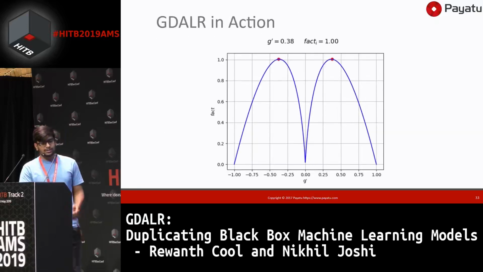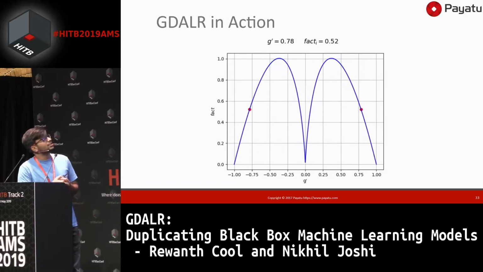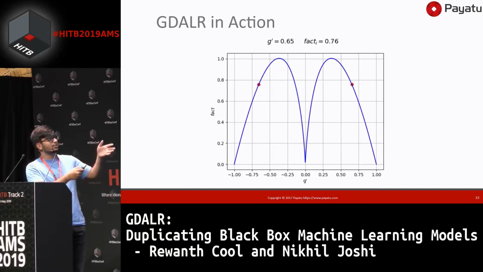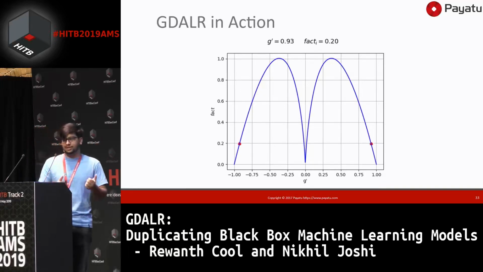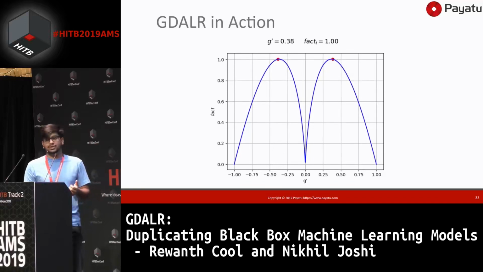So we have tested this theory. Here you can see GDLR in action. The G dash value is increasing and the factor is actually decreasing. There are two ranges, one from -1 to 0 and one from 0 to 1, because the gradient can have a negative and a positive value, which basically tells you where the slope is, whether it's on the right side or the left side.